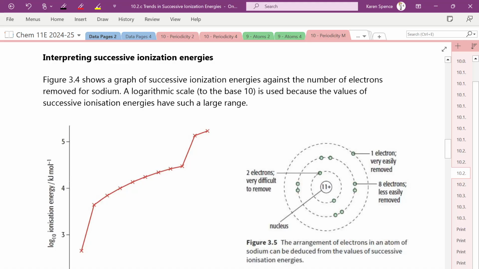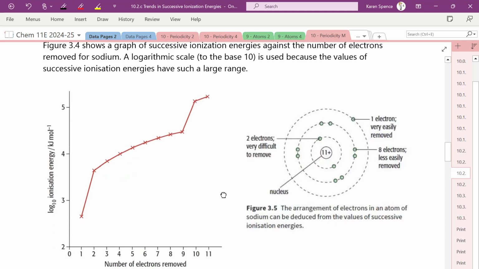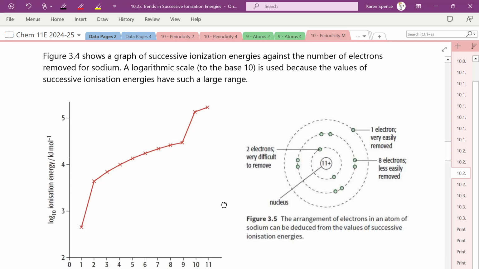So here's some graphs. Ionization energy. This is for sodium.